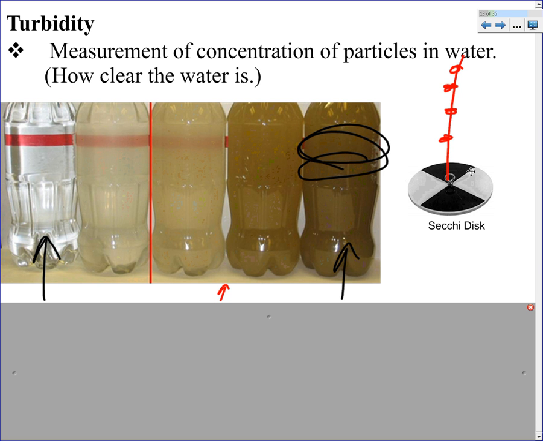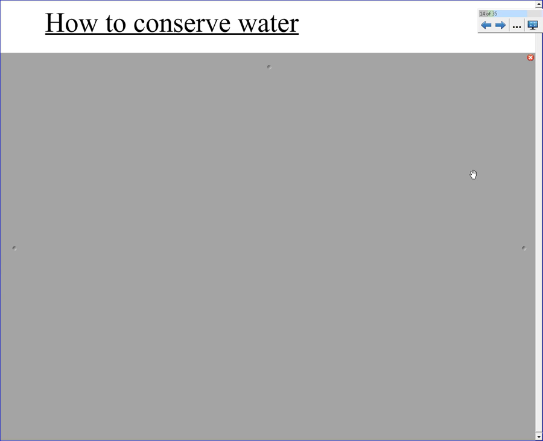Now, if they can lower it very, very far down to the very last notch, that water is considered to be low turbidity. They can see that Secchi disc. But if they can't lower it, let's say they can only lower it to this notch, then it's high turbidity because they can't see it after one notch, and then we have a problem. Any questions? All right, the next thing we're going to talk about is how to conserve water.